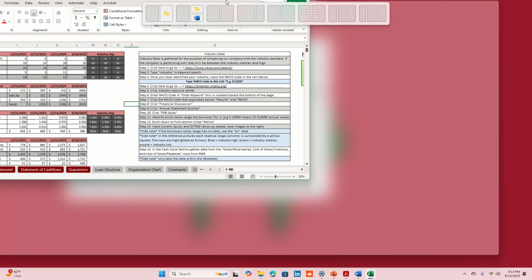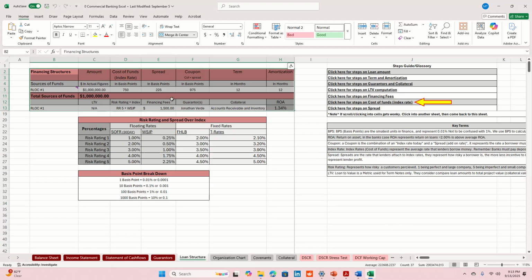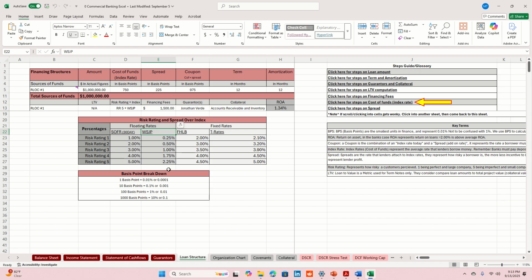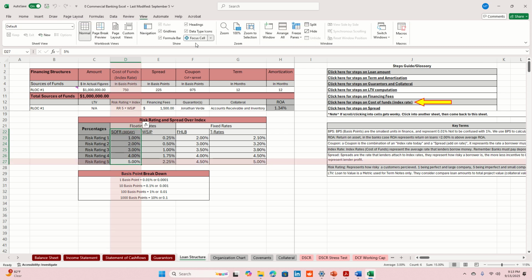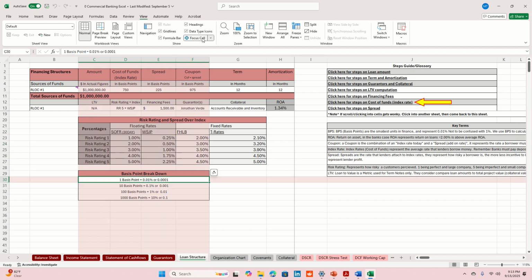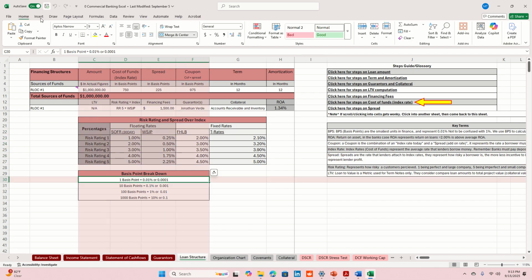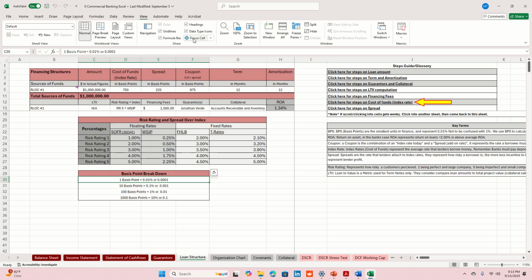Also, before we get started, I want to go over one more thing. A lot of you guys were given the Wall Street Journal Prime, and maybe a risk rating 5, and you said 500 bips corresponds with SOFR. If you're having trouble figuring out what yours is, I want you to open the Excel document. There's home, insert, draw, page layout, formulas, data, review, and view. I want you to go into view, and there's something titled focus cell.